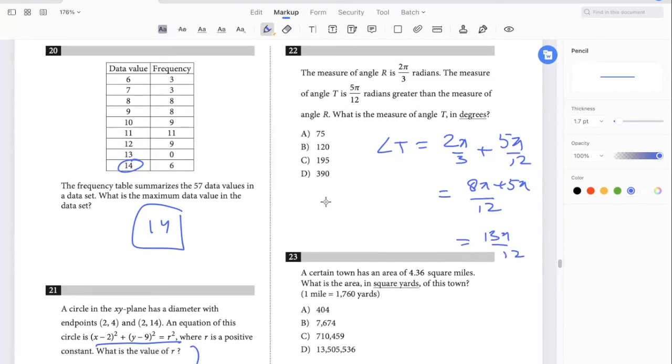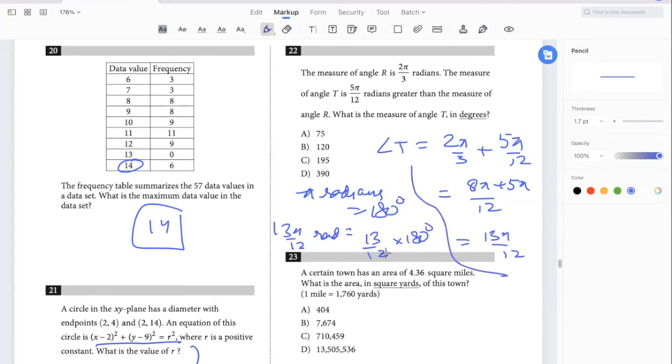Now in degrees, so we know that pi radians is 180 degrees. So 13 pi by 12 radians would be 13 by 12 into 180 degrees. So that would be 12 into 15, 15 into 13, 15 threes are 45, carry 4, 195 degrees.